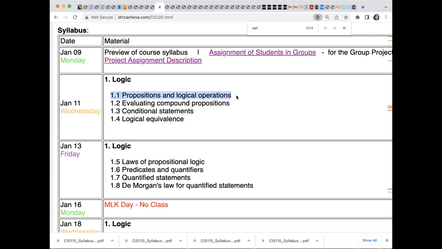So it will be propositions and logical operators, evaluating compound propositions, conditional statements, and logical equivalence. So this is what we will be discussing today.